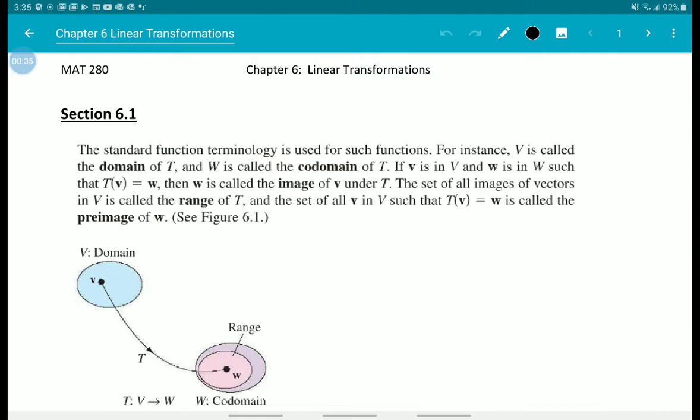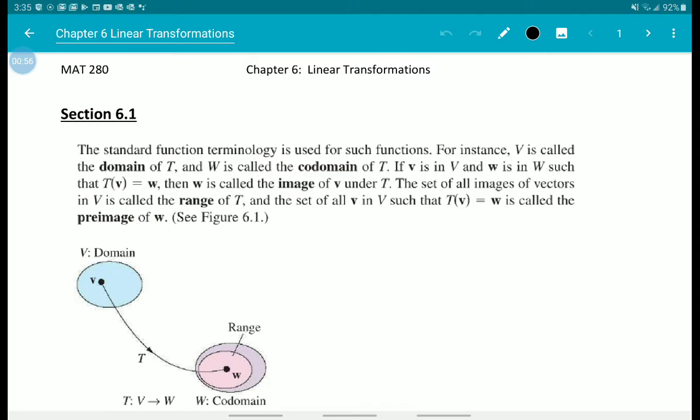But I want you to think about it as kind of like a roadmap too. It's a way to take you from one space, whether it's an R2 or R3 or a subset of those, into another space. So it's kind of like a map. It gets you from one world to another world. So let's start by looking at some terminology.